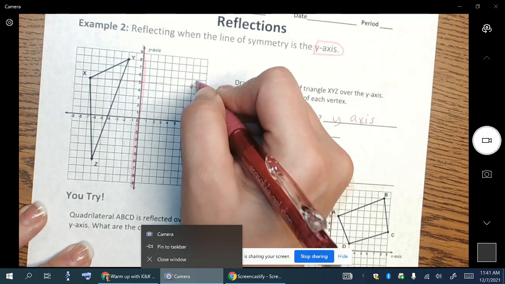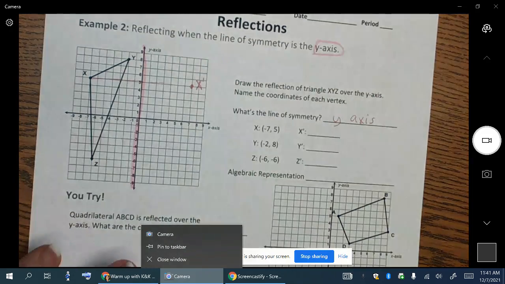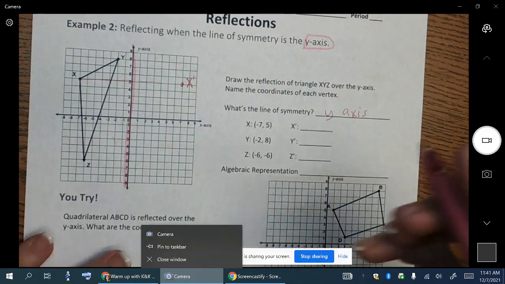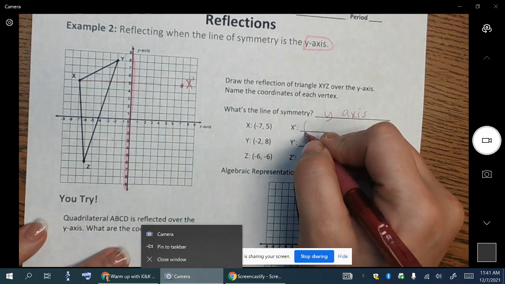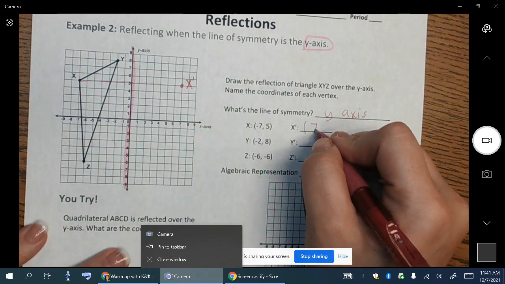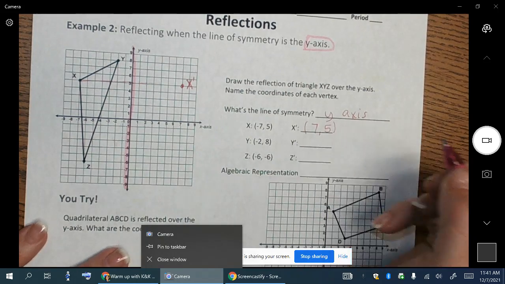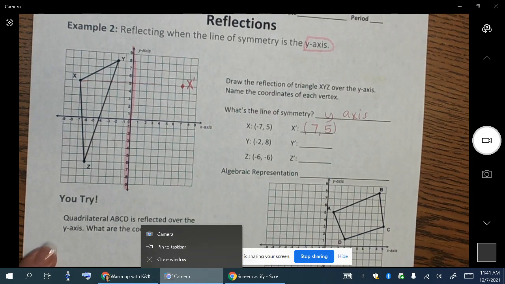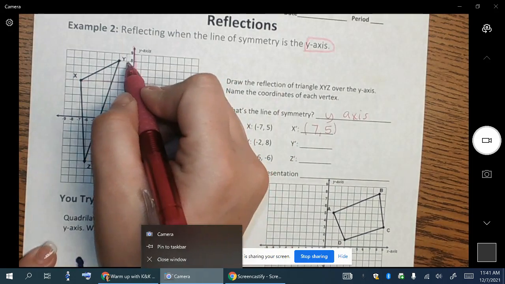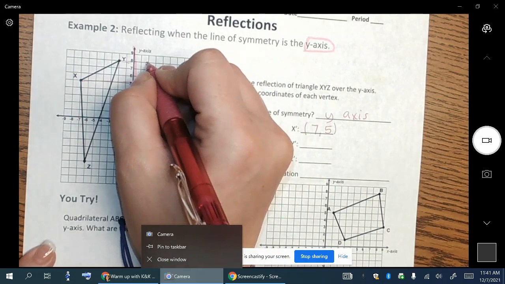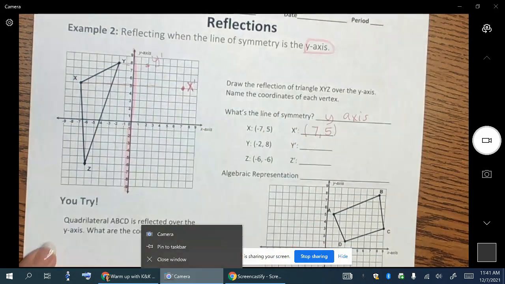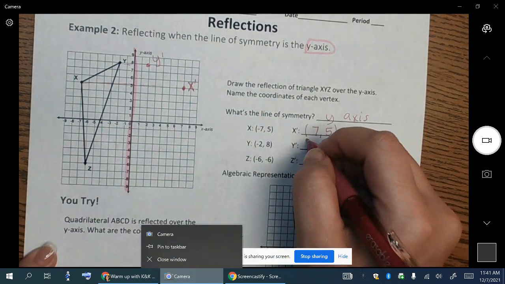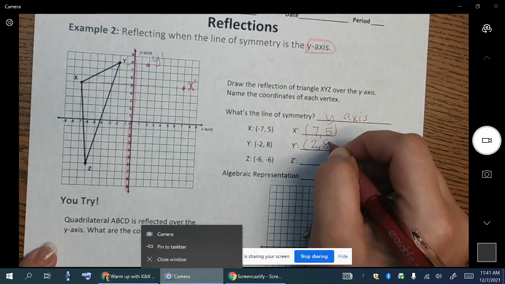That is x prime. What is the coordinate for x prime? 7, 5. What was your question, Jonah? Never mind. I was wondering if you were going to flip it. Okay. Y is how far from the y-axis? 2. So this one should also be 2. 2, 8. So it's 2 and 8.